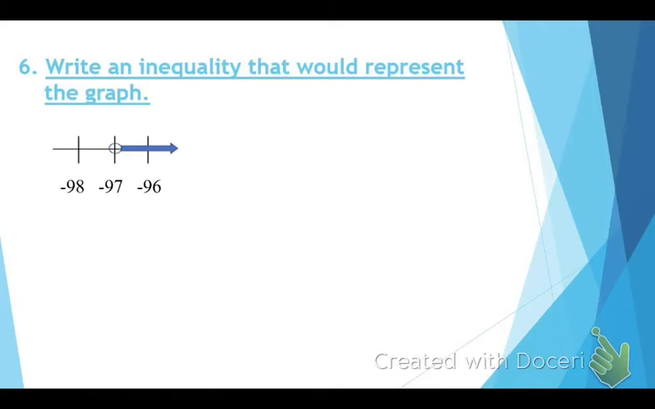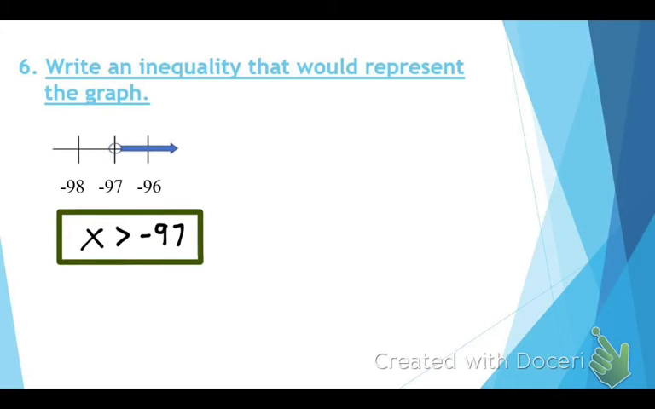Number 6 asks us to write an inequality that would represent the graph. Please remember, you must start with the x every time, okay? That means all solutions. Next, we know we'll start with the number that's in the middle, which was -97. It's an open circle, and it's going to the right. So what symbol should go in there? Greater than. The correct answer is x is greater than -97.